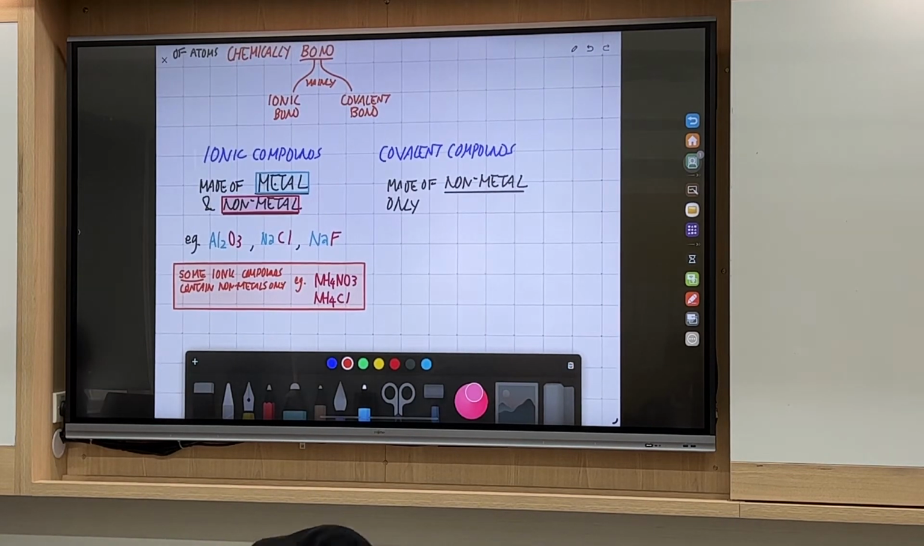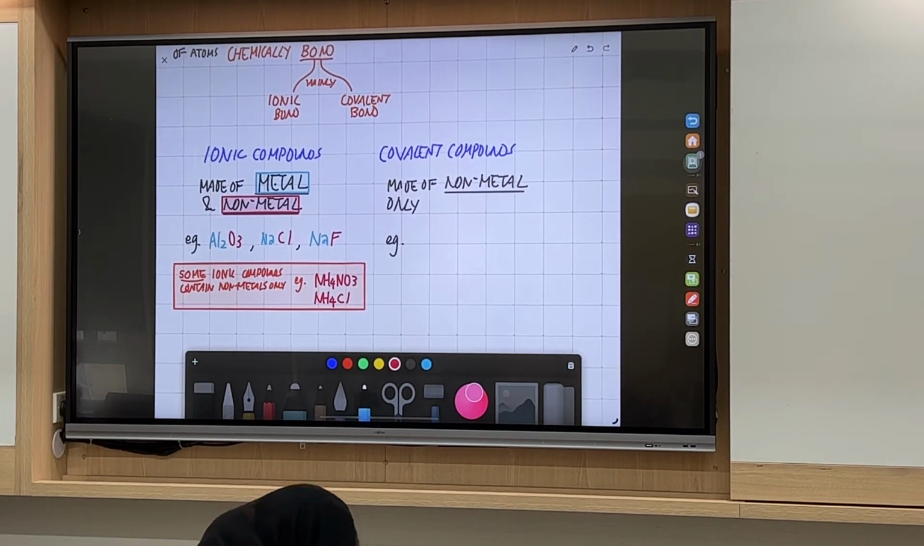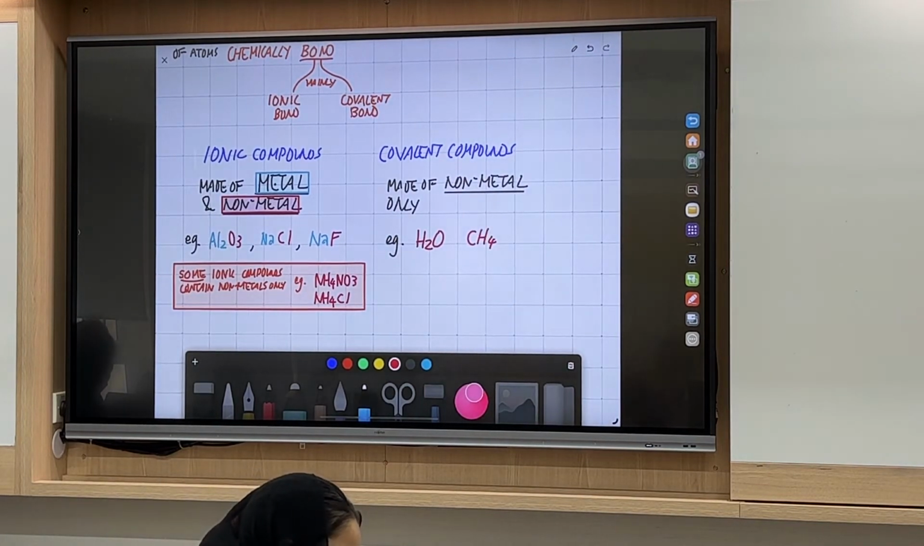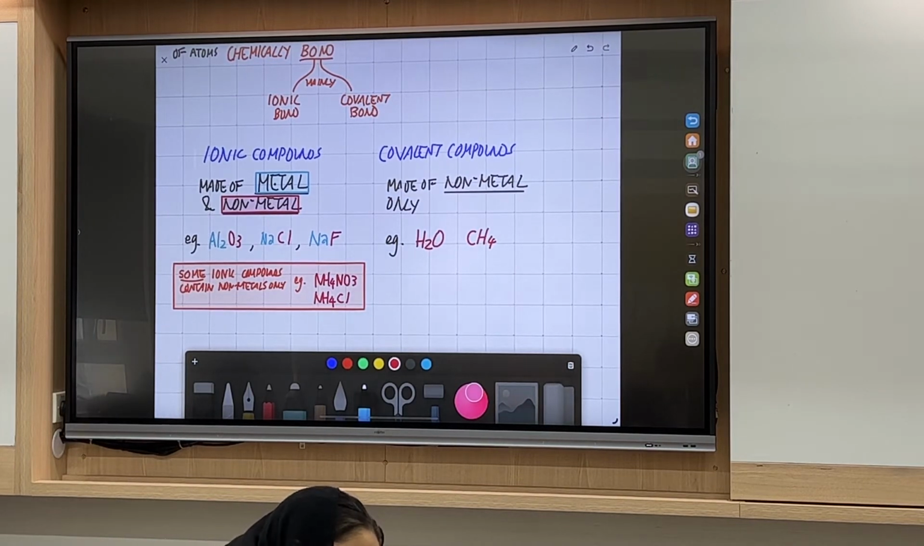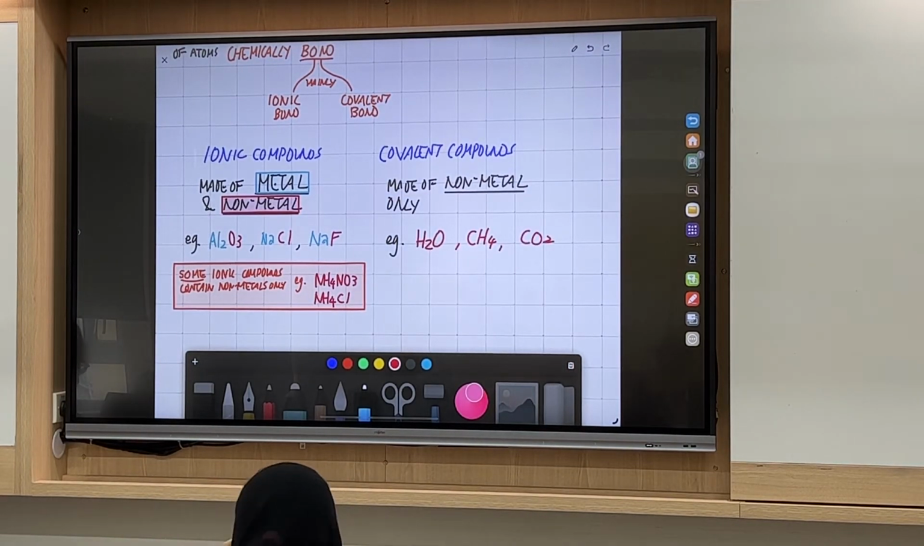So covalent compounds are made of non-metals. For example, water. Everybody knows water, right? What about methane? Does anyone know what the formula is for methane? CH4. Yeah. What about the gas we breathe out? CO2, carbon dioxide. So write this down. There are many, many more examples. They are made of non-metals only. You see, I only use the color red, because these are covalent compounds.